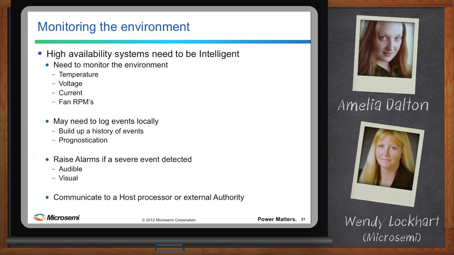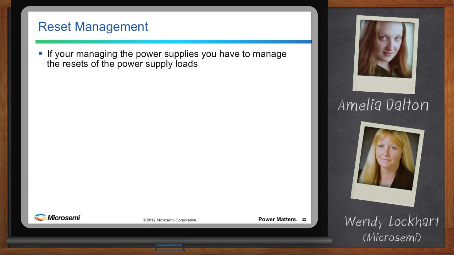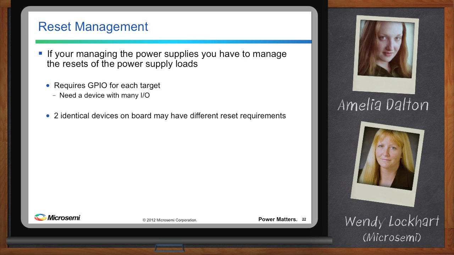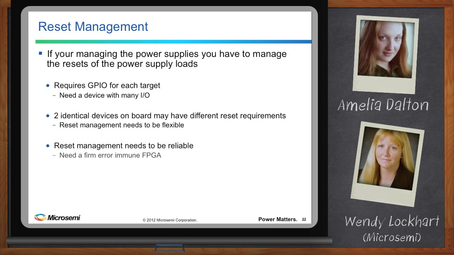Now, I know resets are always a challenge. How do we handle that? If you're managing the power supplies, you have to manage the resets of the power supply loads. Yeah, this requires a GPIO, so just an IO for each target, so you need a device with many IO. This is where leveraging an FPGA is especially important. If you have 2 identical devices on board, they may have different reset requirements, so reset management needs to be flexible. And it also needs to be reliable, especially firm error immune.